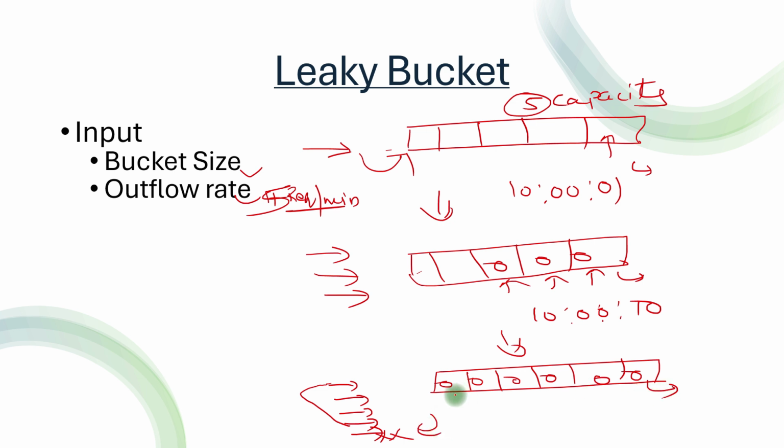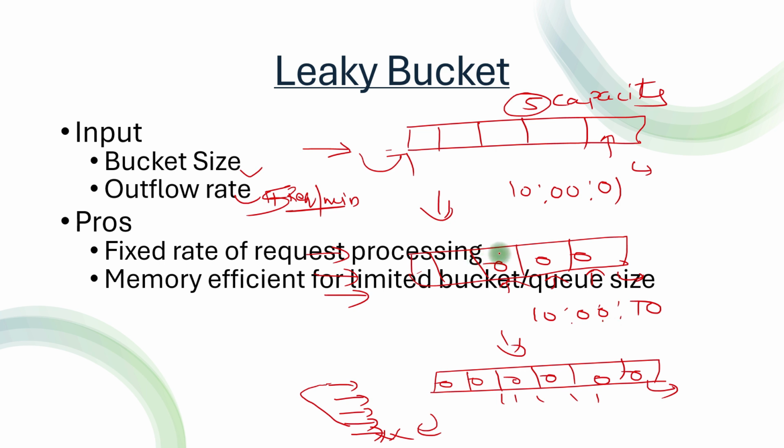So here, based on the capacity of this one, the incoming request will be processed and it will be decided whether the new request is allowed or not. So what are the pros and cons of this one? Fixed rate of request processing: no matter if 100 requests per minute are coming in to the server, the processing rate is fixed, like this 5 requests per minute. Every minute 5 requests will be taken from the queue and processed, okay, and this is memory efficient if the bucket size is limited.